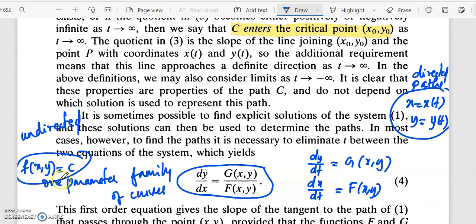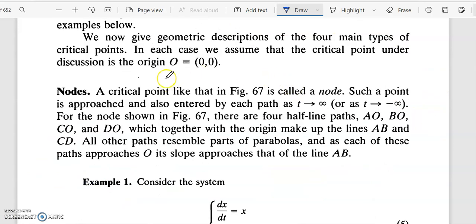So this does not have a direction associated with it. Still you can get an idea of what type of paths you are getting. Okay, and now let us move on to the classification of the critical points. For our convenience, we will be looking at examples where the critical point is the origin. We will see the four main types of critical points.